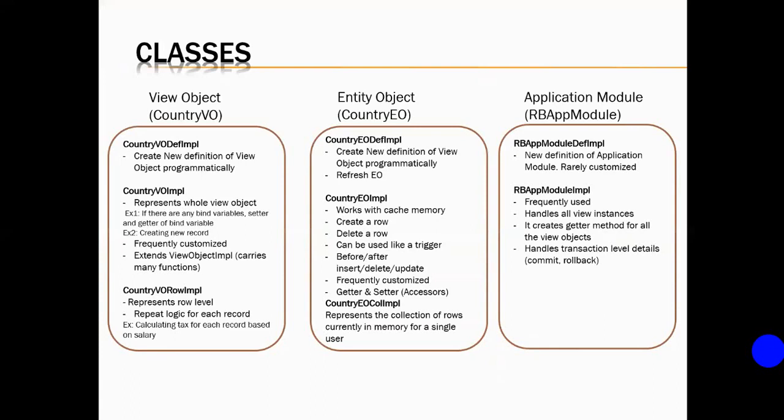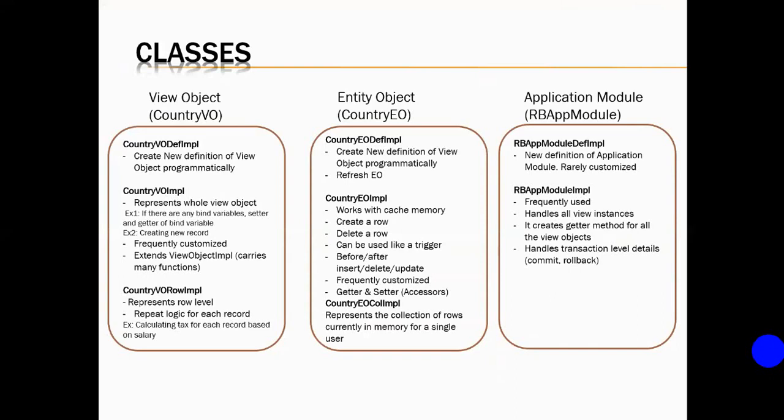What does the data mean? Data means a number of rows. Maybe that data is a combination of 1,000 rows. Those 1,000 rows together will be held in the view object, and if you want to do operations on the data set of those 1,000 rows, then country VO IMPL is the one which can act on those 1,000 rows.